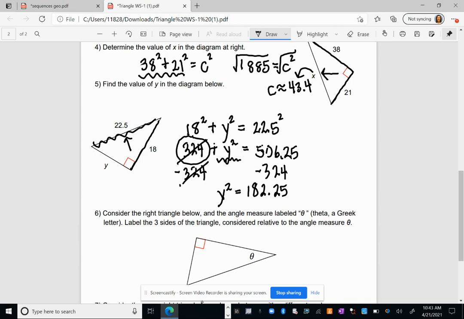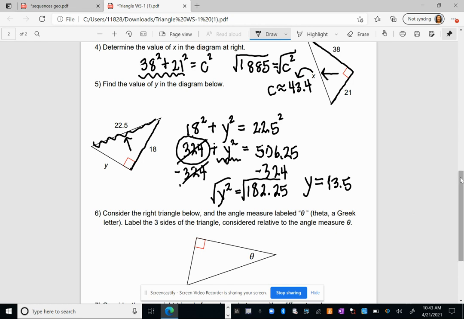How do you undo square? Square root. I don't know if it's going to come out to a whole number, so I'm going to take the square root of 182.25. It's a non-repeating decimal, so you don't have to use the approximate. 13.5. And then just double check. Make sure you don't get an answer that's bigger than that hypotenuse, because that would be a clue that you did something wrong. But we didn't.